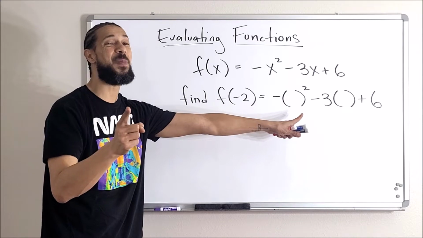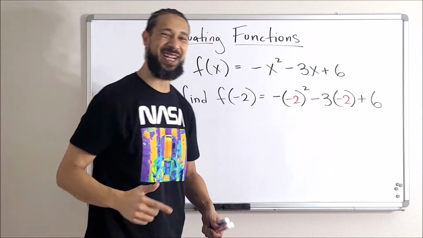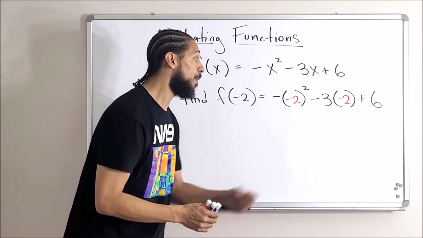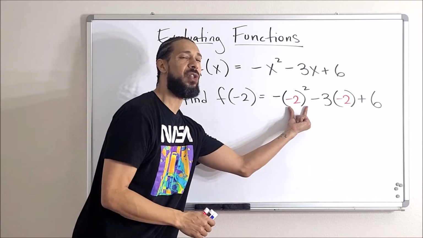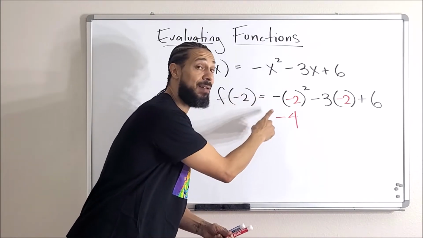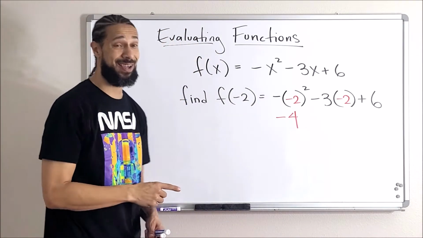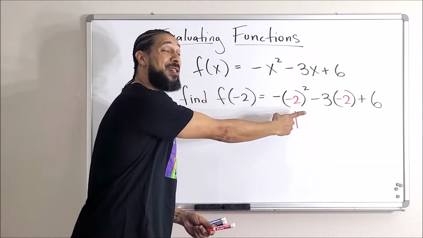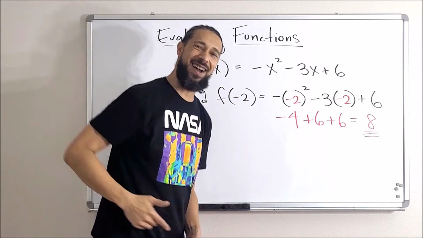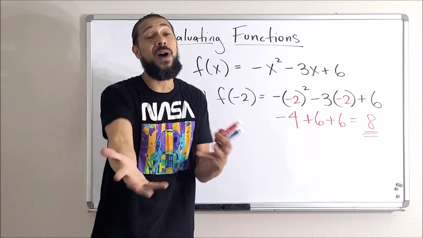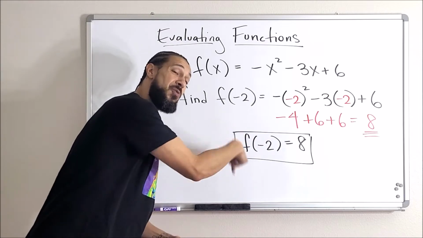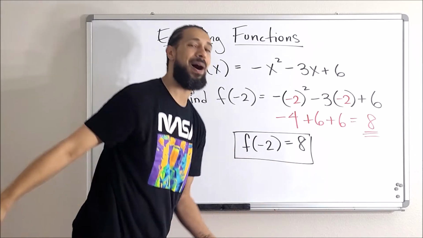Guess what I'm putting in all of those open sets of parentheses? -2. Now, don't forget our PEMDAS. We got to do exponents first. So, what's -2 times -2? 4, right? But don't forget that negative sign that was out there waiting. And now we can continue on. -3 times -2 is +6. Don't forget that last +6. So we can finalize our answer just like this. When I plug -2 into my f function, I get out a +8.